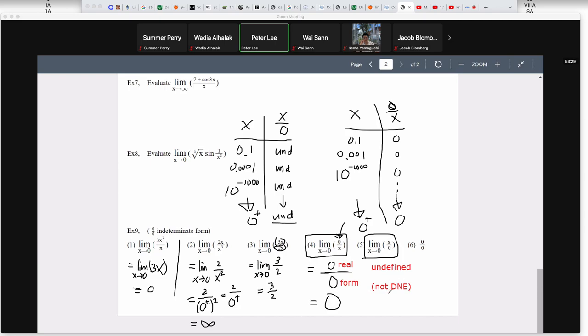So here, does not exist means at least we have some values here, plus or minus, and then the values are not heading to the same number, and that's what I mean by does not exist. But undefined means we don't even have any values to work with. No values here, nothing to work with.